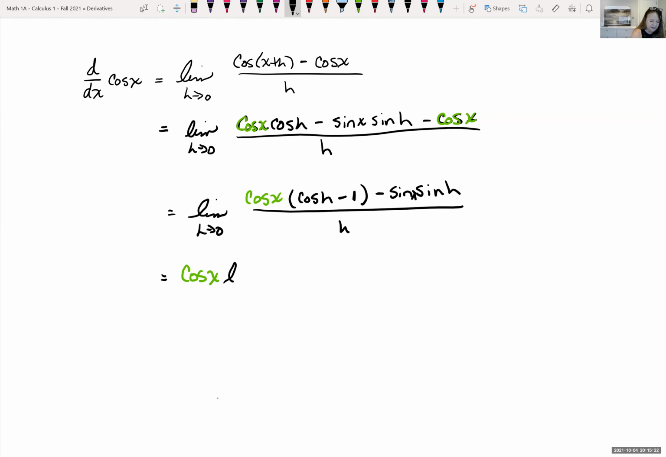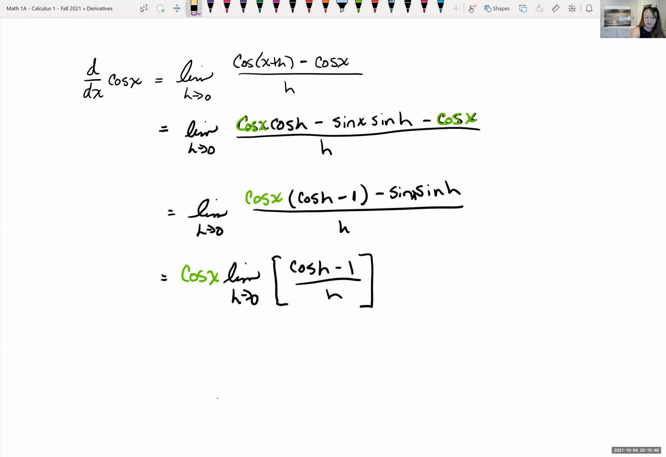times the limit as h goes to 0. So I'm going to be left with this piece in here: cosine of h minus 1 all over h. And then I technically really shouldn't have those brackets there, but I was just kind of showing you what we were pulling out. And then minus the other fraction.